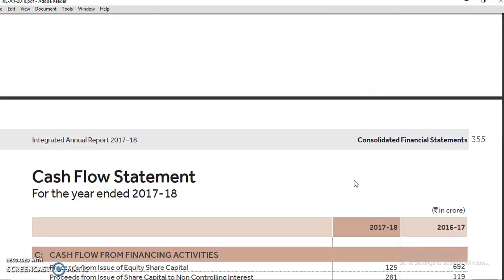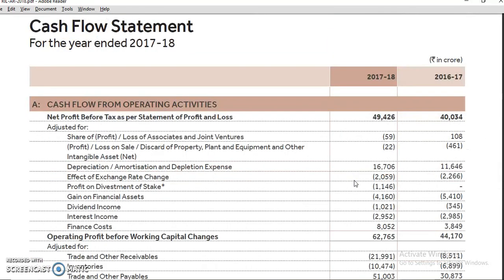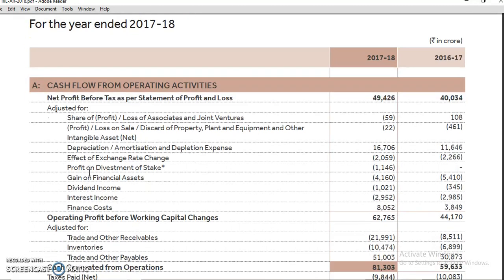So this is how we recognize the cash flow. Now only the profit is considered. The actual cash collected will be shown in investing activities. They have also removed the profit on sale of stake, which again goes to the investing activities, and the gain from financial assets is also removed. Dividend income, interest income, finance income are all related to either the investing activity or the financing activity. That's why even the interest paid is added back to the operation.